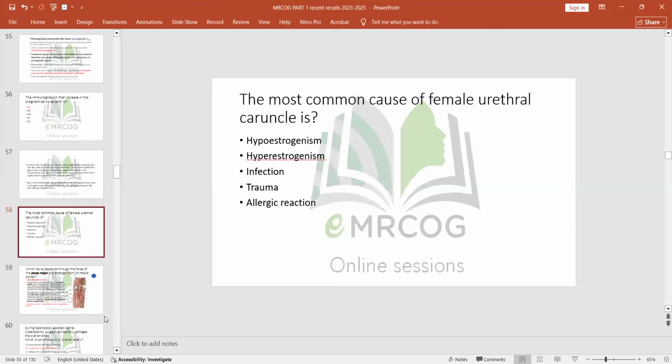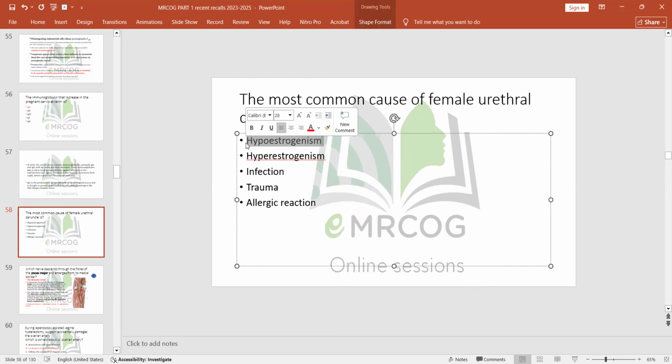The most common cause of female urethral caruncle. This is a recent article. Do you have any idea? Yes, it is hypoestrogenism, and this is not the only thing that can happen because of hypoestrogenism. Many things in menopause are because of hypoestrogenism. All the menopausal symptoms are because of hypoestrogenism.